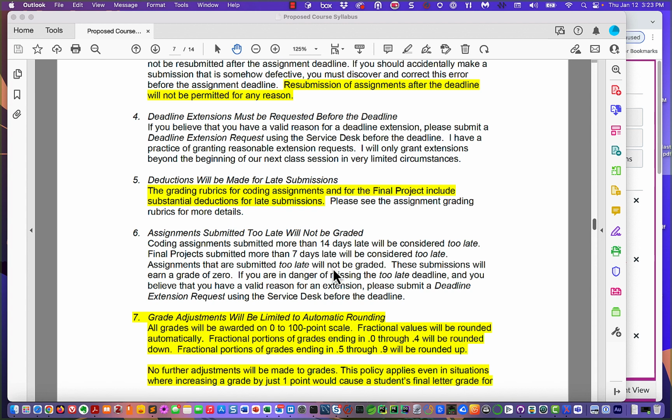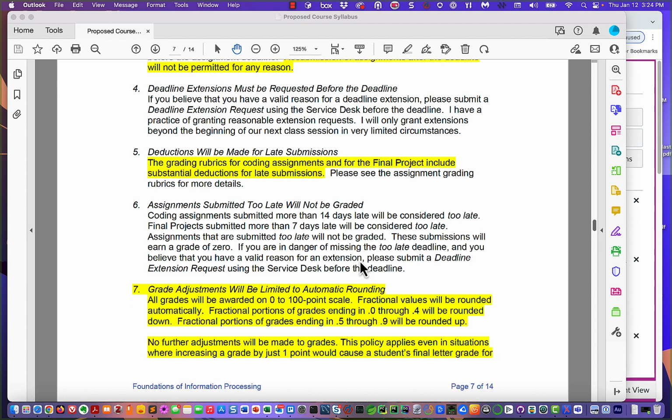Assignments submitted too late will not be graded. So what's too late? Well, for a coding assignment, 14 days is the limit. For the final project, 7 days is the limit. If you think you're going to miss that and we're going to give you a 0 because you were too late, well, you can apply for an extension, okay? We don't give very many of those at all, but don't let the deadline lapse without making your case for some kind of extension on this policy.